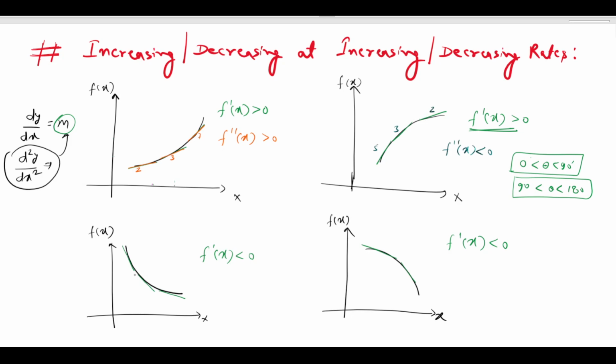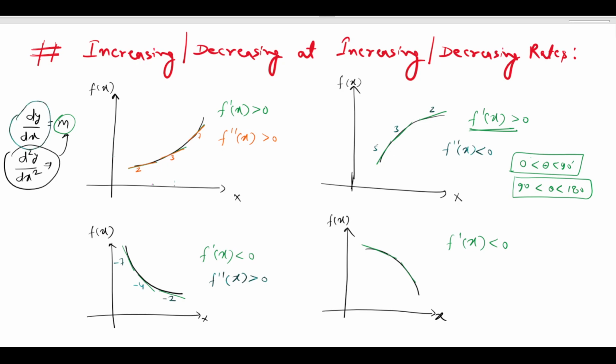Similarly, we can also see in the third graph, although we know that the slope is negative throughout the graph, here it is more negative. Let's say this is negative 7. Now here it is negative 4, here it is negative 2, and so on. So the numerical value is increasing as we are going from left to right. It means the second derivative is going to be positive. Second derivative is the rate of change of the slope, or you can say the rate of change of the first derivative.